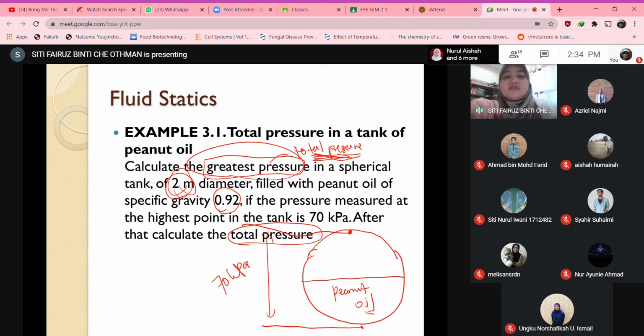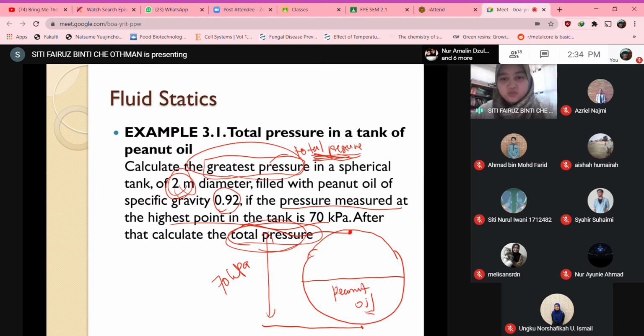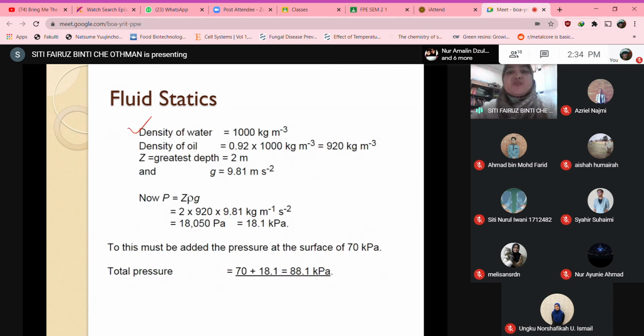I'm just assuming. And then you want to calculate the total pressure. Wait, I think there's something I need to teach you before, but never mind, we'll look at it later. So the pressure measured at the highest point of the tank is 70 kPa. They want you to calculate the total pressure. Let's look at this. How do you solve it? So the density of water, the density of water, is there water here? Density of oil.